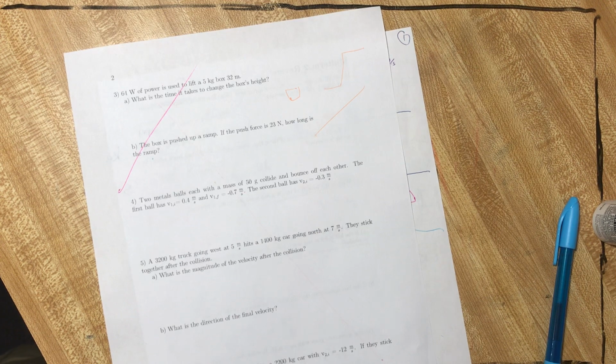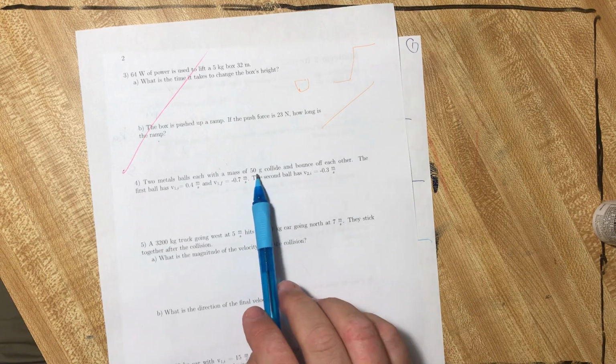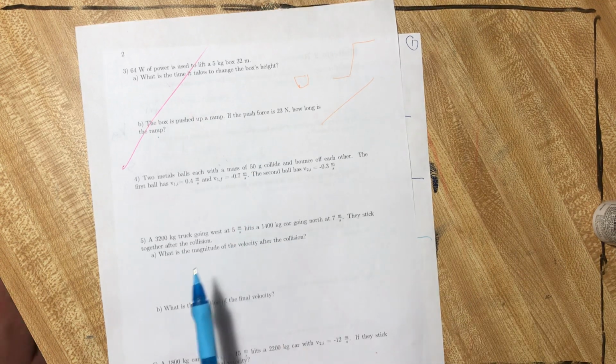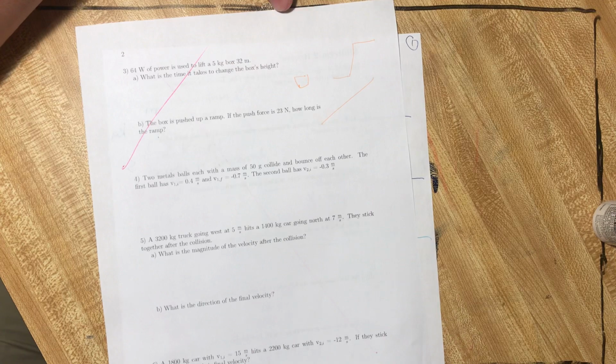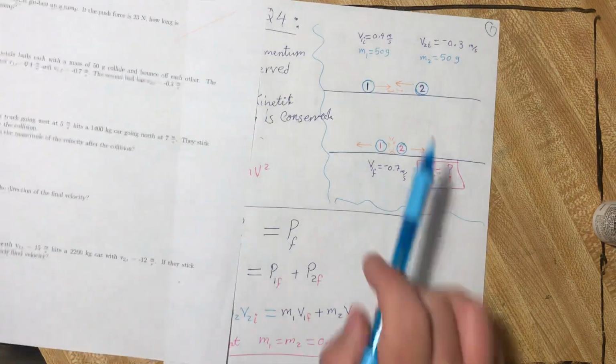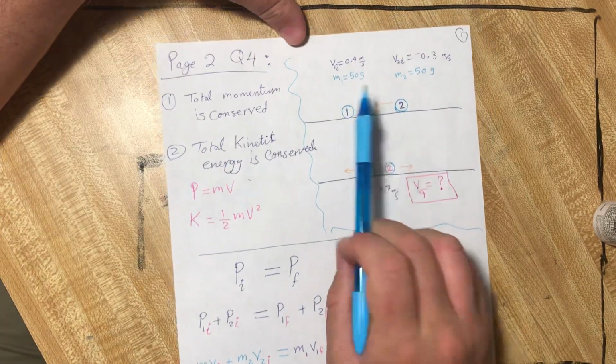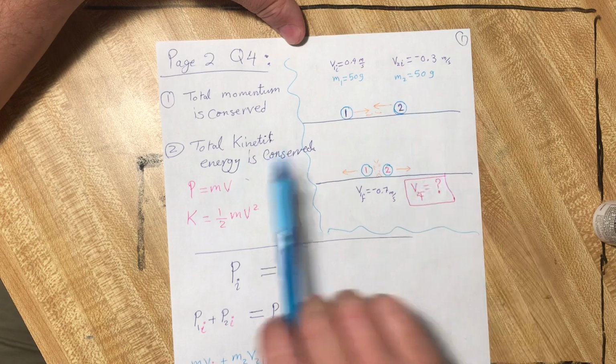Okay, now let us start question number 4. It is about collisions. We have two metal balls, and both of them have the same mass, which is 50 grams. Also, they have initial velocities and final velocities. Let us see. The mass of each of them is 50 grams.